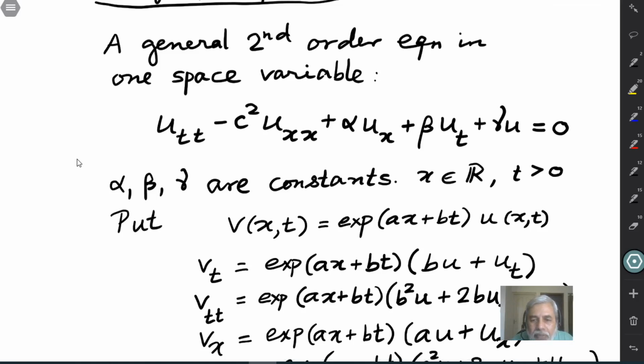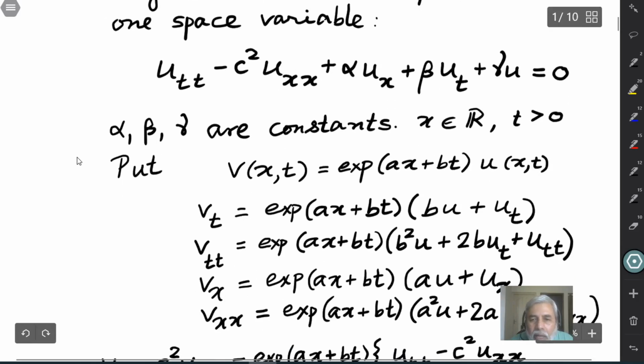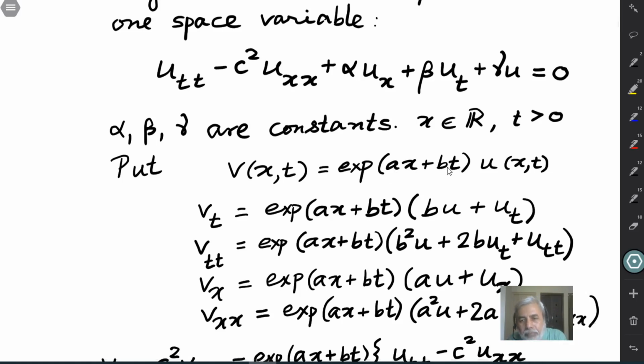So we'll make some simplifications. Some simplifications are possible here. So we can get rid of certain terms by a simple change of variables. For that purpose, we put v of x t equal to exponential of ax plus bt times u of x t. So u satisfies the given equation, and now we'll see what this v satisfies if we choose appropriate constants a and b.